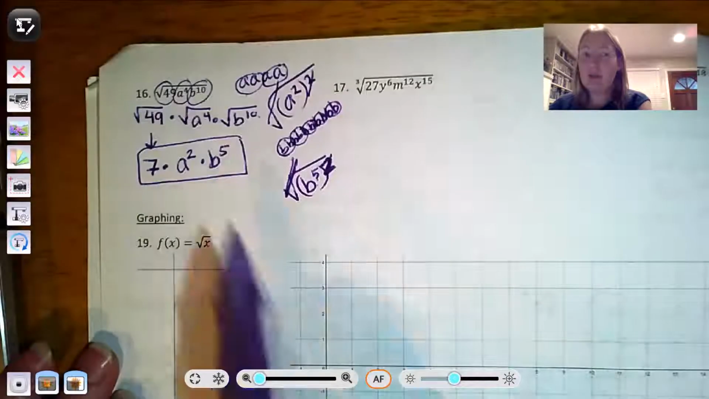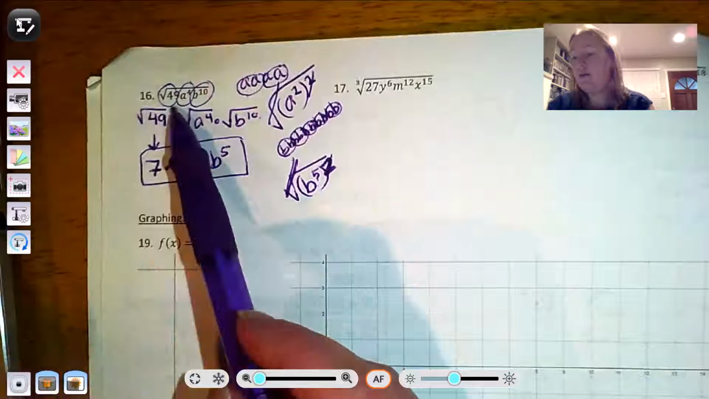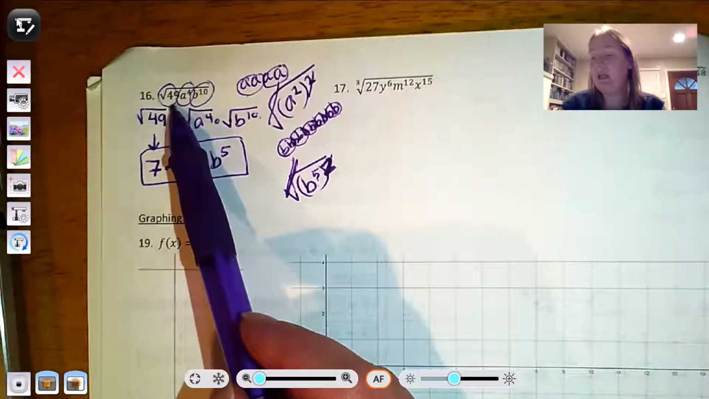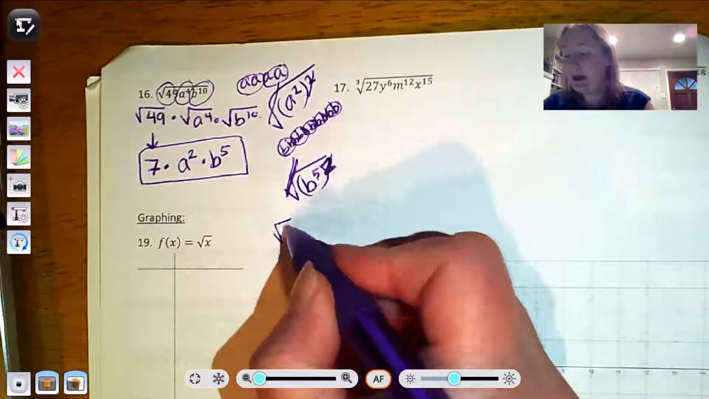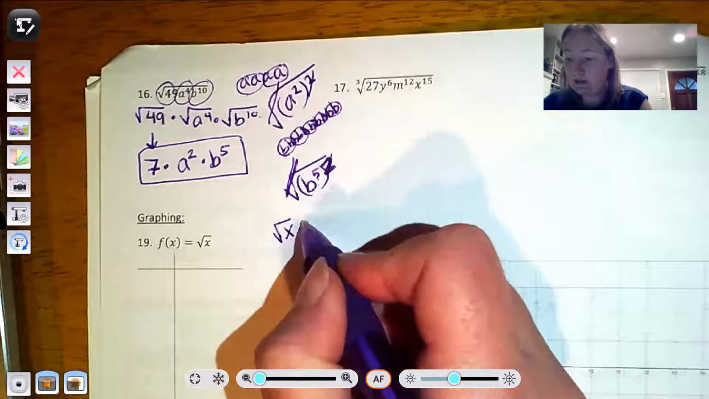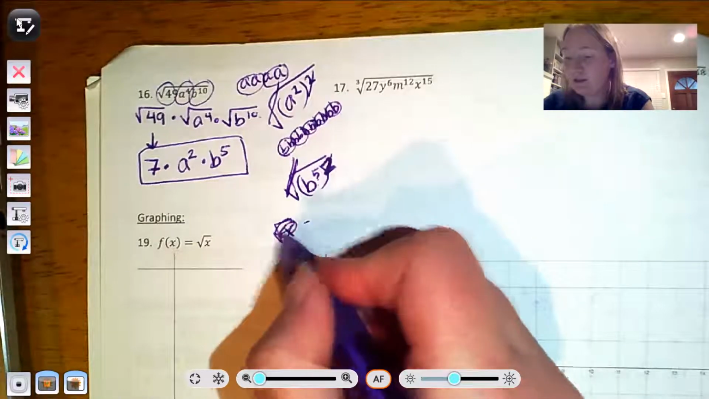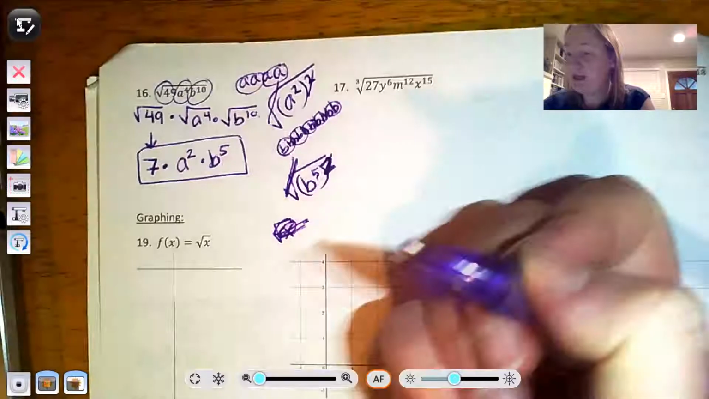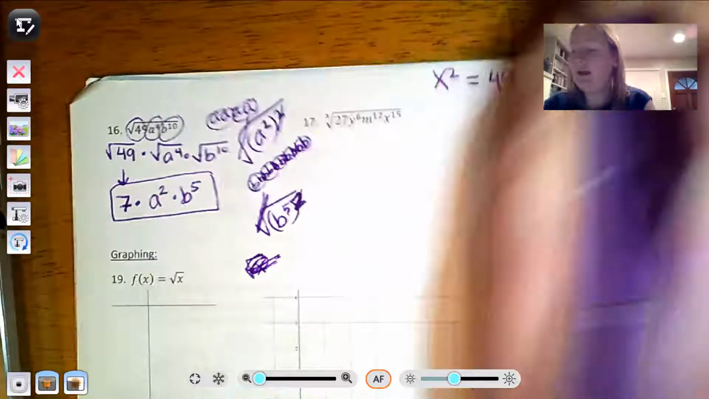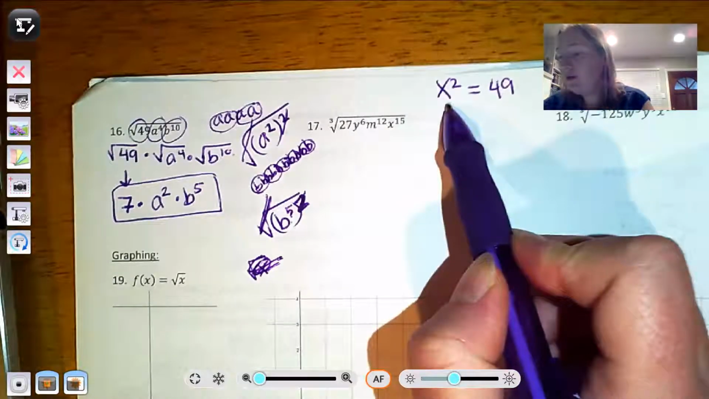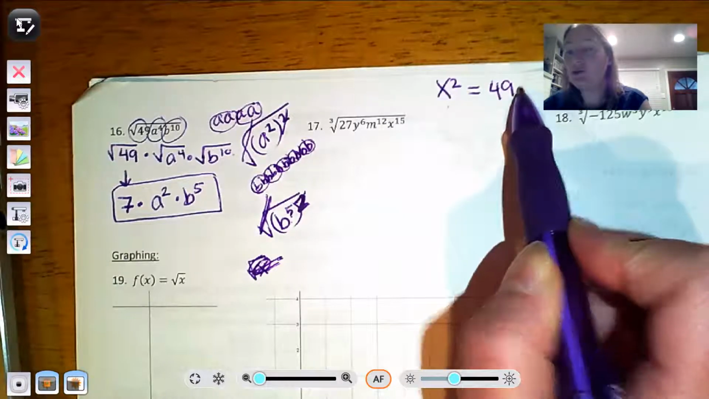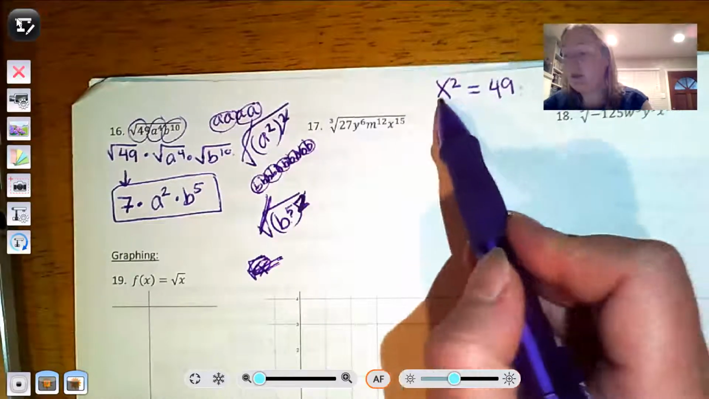Some people want to say plus or minus because there is a situation where, when you're dealing with square roots, you do put a plus or minus. But that's when you're saying, what has a square root? Like, let me start over, if I said x squared equals 49, well then 7 squared gives you 49 and negative 7 squared gives you 49. That's a different scenario.